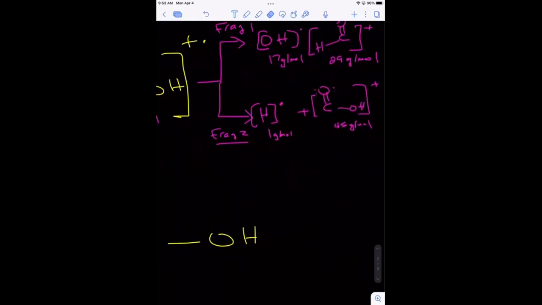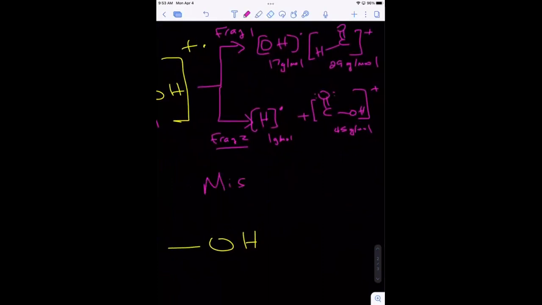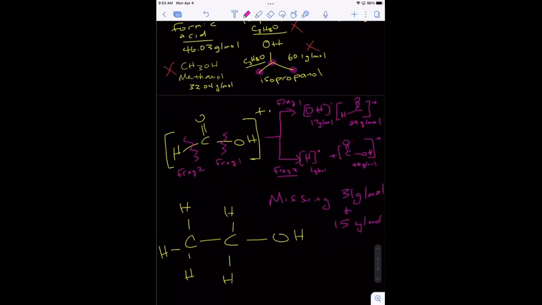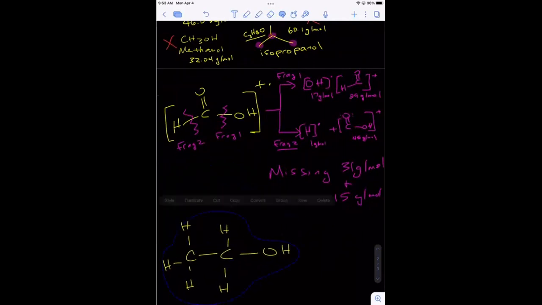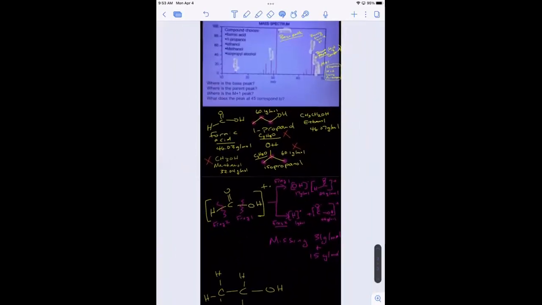So with formic acid, I'm missing two really important peaks, 31 grams per mole and 15 grams per mole, and there's no way for me to fragment that molecule to get those fragments at all. So what can we say about the spectrum? Does it correspond to formic acid, or can we rule that out now? Yeah, we can rule it out, because I can't get the base peak, which is the most important peak in the spectrum besides the parent. And I'm also unable to get that peak at 15. And so I can rule out formic acid.